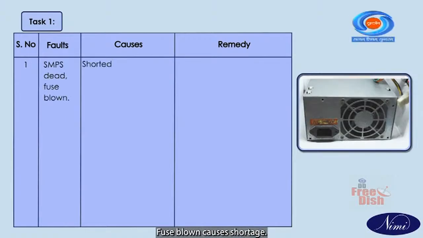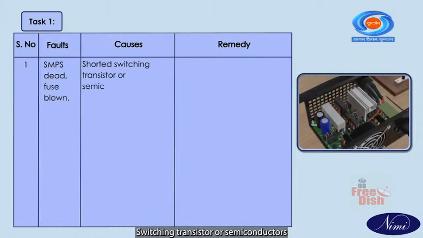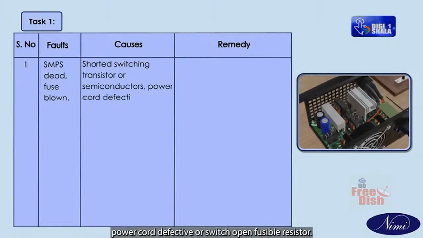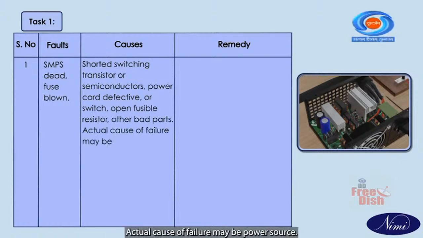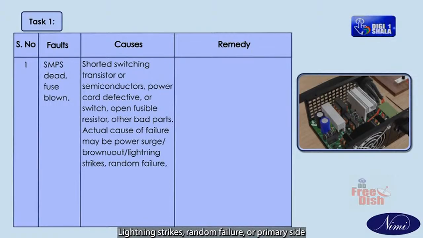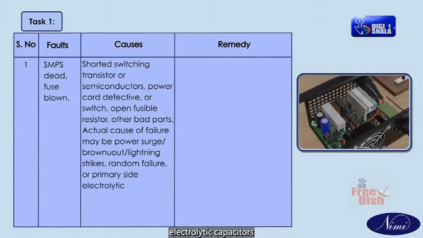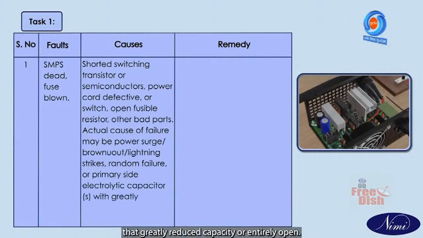Causes: shorted switching transistor or semiconductors, power cord defective or switch, open fusible resistor, other bad parts. Actual cause of failure may be power surge, brownout, lightning strikes, random failure, or primary side electrolytic capacitors with greatly reduced capacity or entirely open.